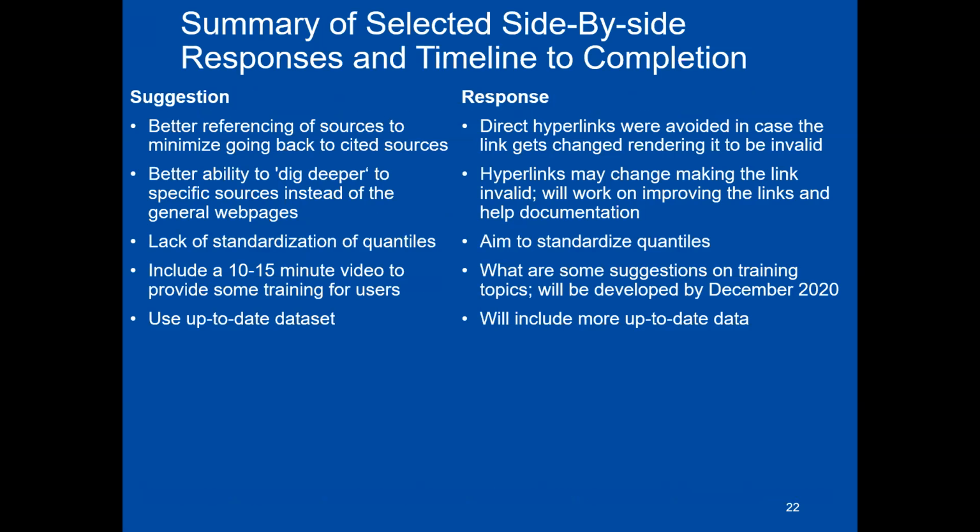Some selected side-by-side responses and the timeline to completion. One suggestion was better referencing of sources to minimize going back to cited sources. Direct hyperlinks were avoided in case the link gets changed, rendering it invalid. Better ability to dig deeper to the specific sources instead of the general web pages. Hyperlinks may change, making the links invalid. We'll work on improving the links and help documentation. Lack of standardization of quantiles: aim to standardize quantiles. Include a 10 to 15-minute video to provide some training to users.